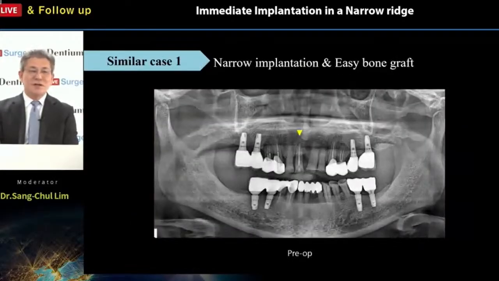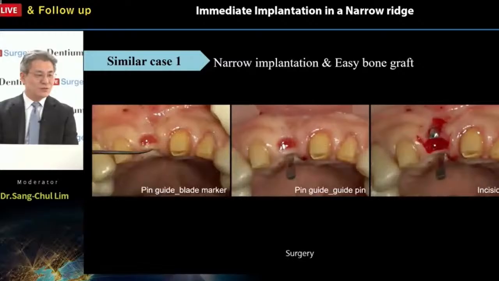Okay, let's move to a similar case. This case shows a comprehensive understanding of narrow implantation with easy bone graft. Tooth number 11 was already treated by root canal treatment. However, an angular bone defect was seen at the mesial and distal part of this root. So we do extraction, and after healing, we're going to do the implantation on this site.